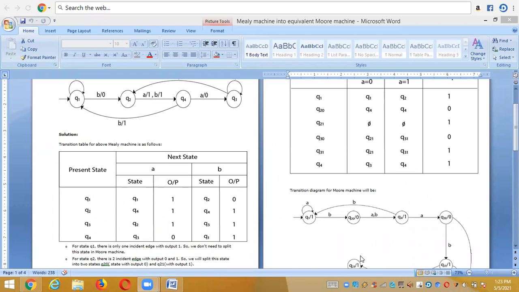In this class, I completed the two concepts of converting from Moore to Mealy and Mealy to Moore.